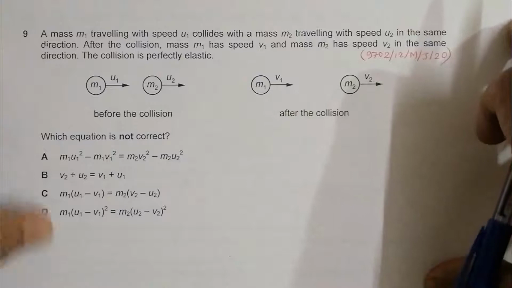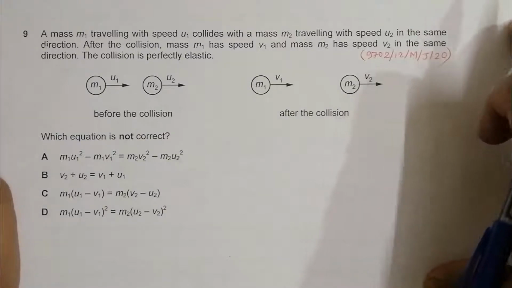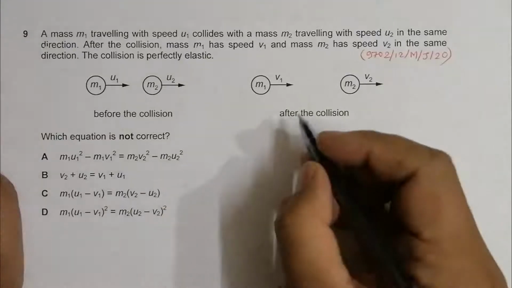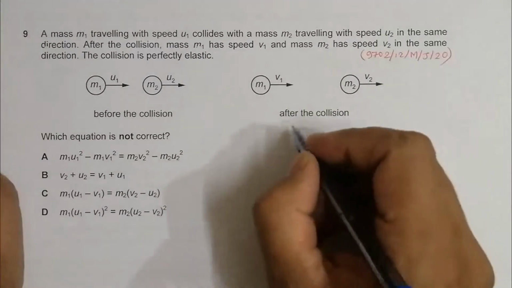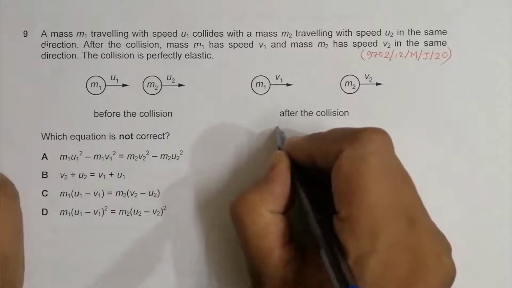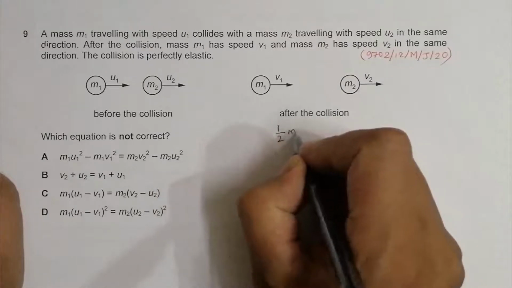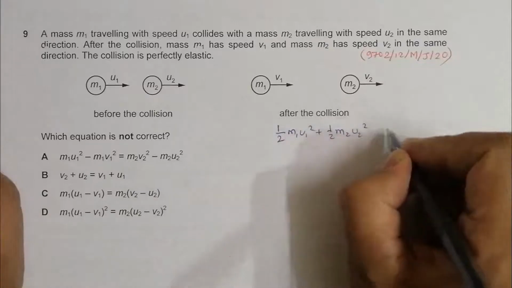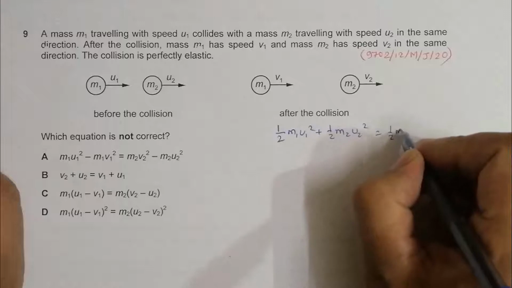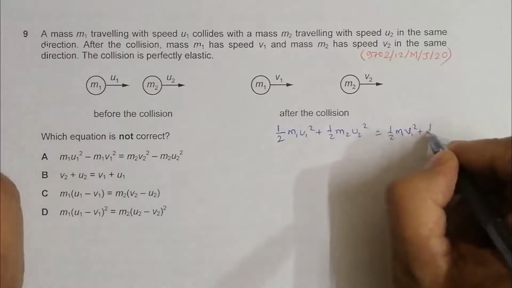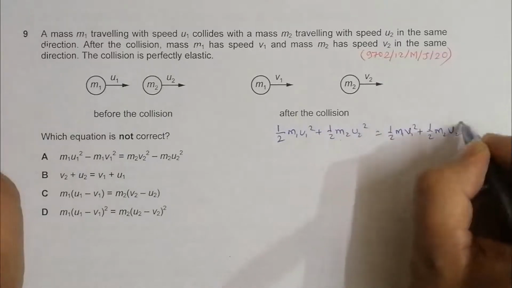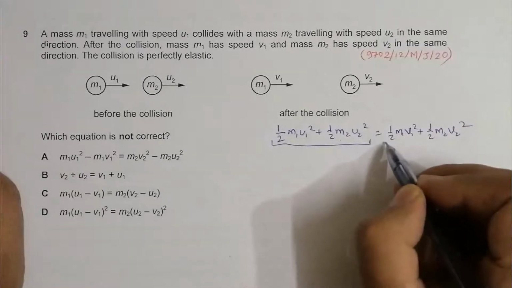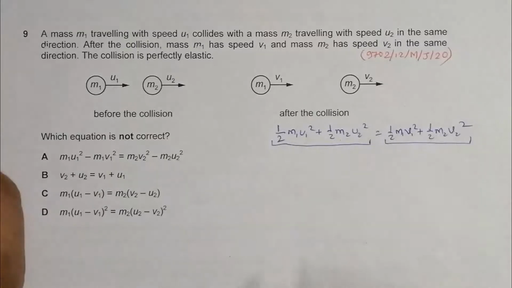So let us go for the equations which we can recall when we deal with elastic collision. One of the equations is 1 by 2 m1 u1 square plus 1 by 2 m2 u2 square is equal to 1 by 2 m1 v1 square plus 1 by 2 m2 v2 square. So this means total KE before collision should be equal to total KE after the collision.